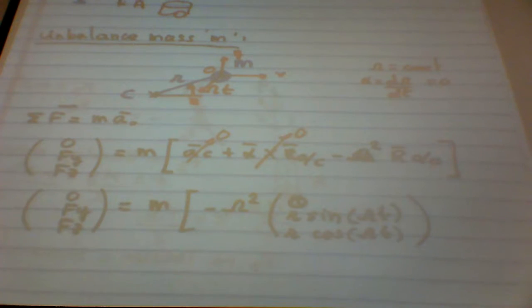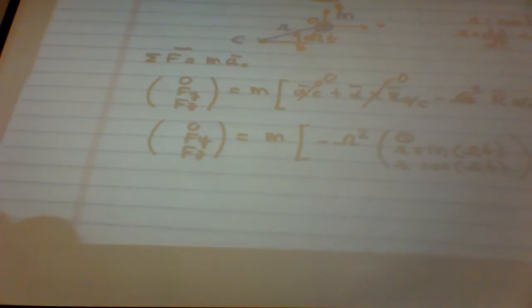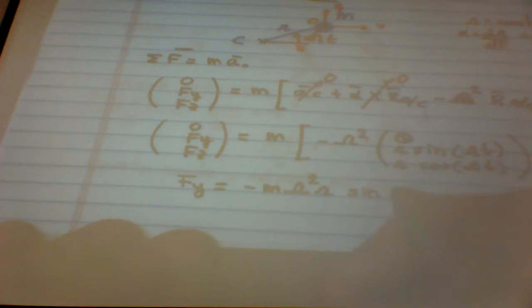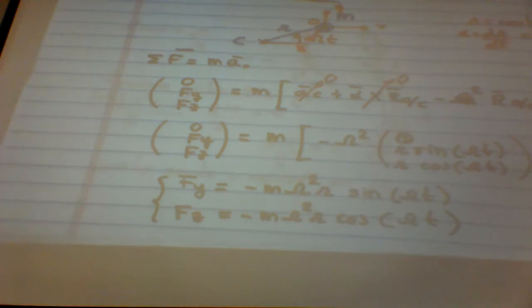So basically from here we're going to get that the force Fy, which is the same thing as we got before, is minus m omega squared r sine omega t, and Fz will be equal to minus m omega squared r cosine omega t. Okay?